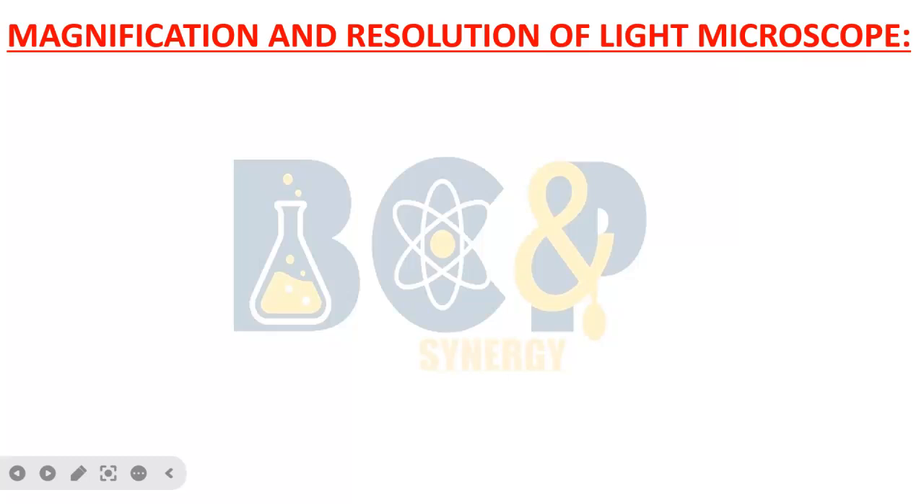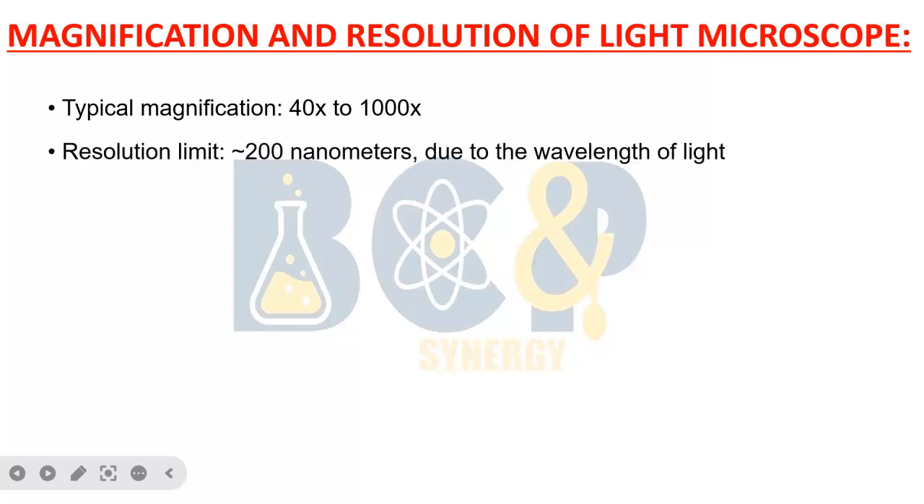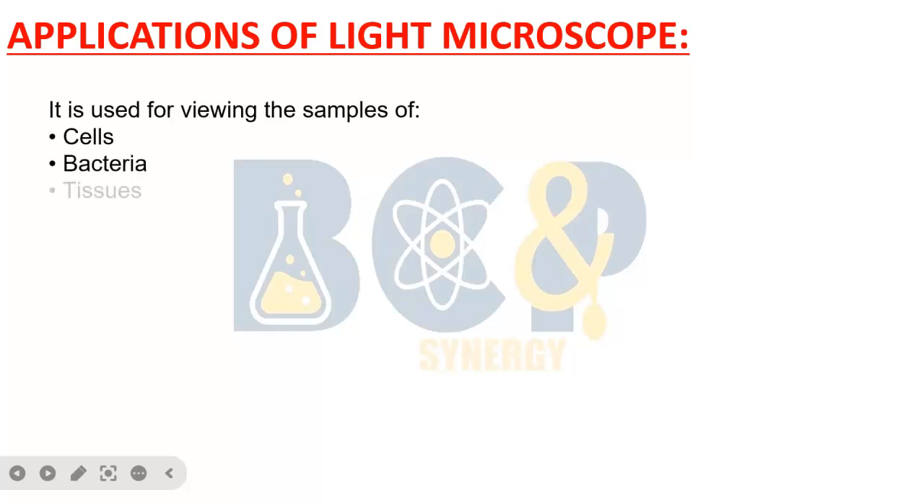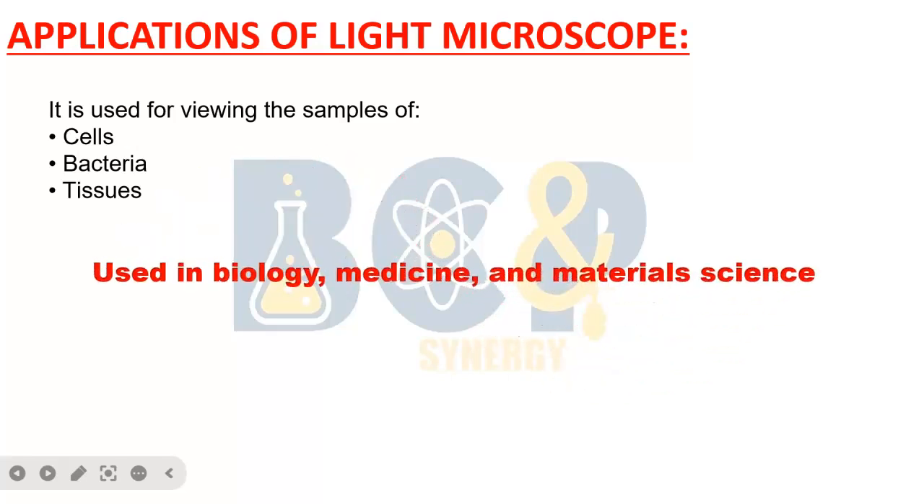Light microscope has its own limitation of magnification and resolution. The light microscope is capable of magnifying a specimen or the object that is observed under it between 40x and 1000x, while the limit of resolution of light microscope is 200 nanometers. What are the applications of light microscope? Light microscope is used to observe cells, bacteria, tissues, and it is used in biology, medicines, and material science.